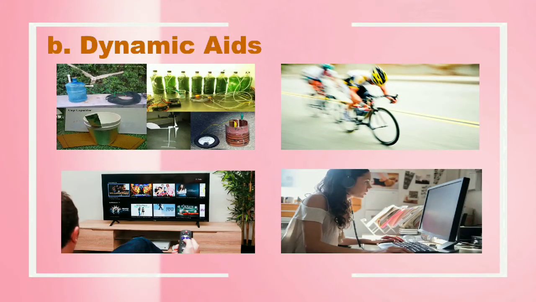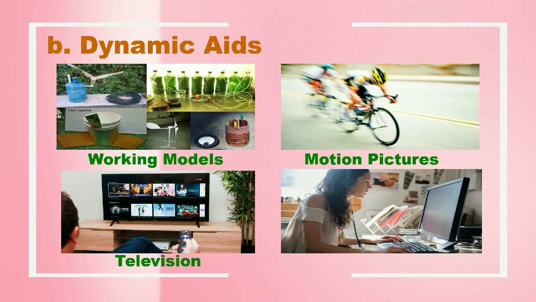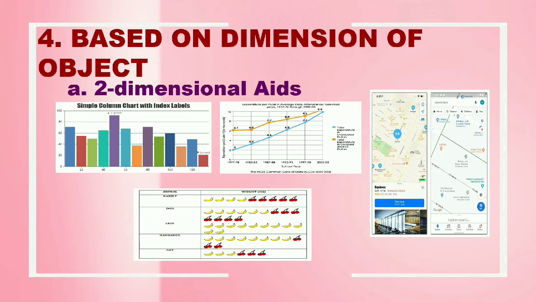Dynamic aids. These refer to visuals with motion or animations. So here are some of the examples of dynamic aids. We have working models, motion pictures, television, computer. Based on dimension of object, this includes two-dimensional aids and three-dimensional aids.